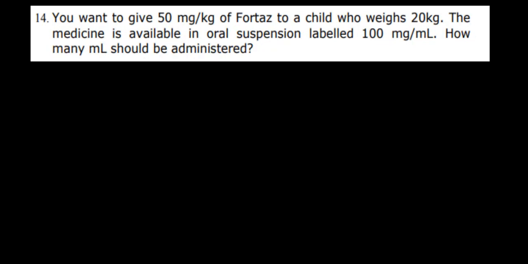Now let's solve the last question. They are saying you want to give 50 milligrams per kg of the drug to a child who weighs 20 kg. The medicine is available in oral suspension, labeled 100 milligrams per mL. How many mL should be administered? So let's first find the total dosage.